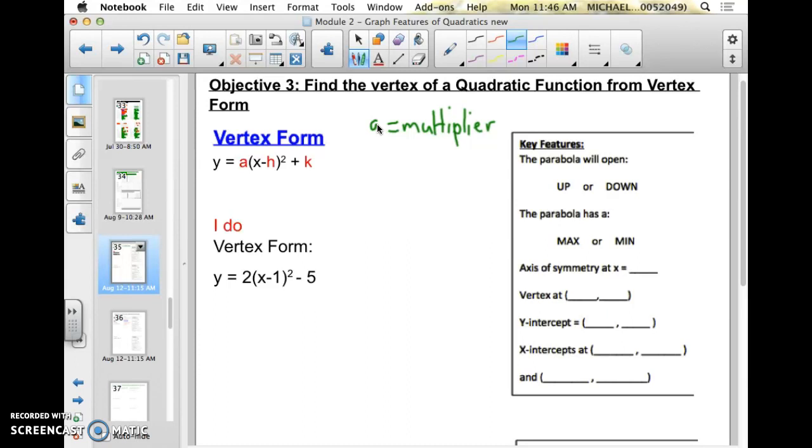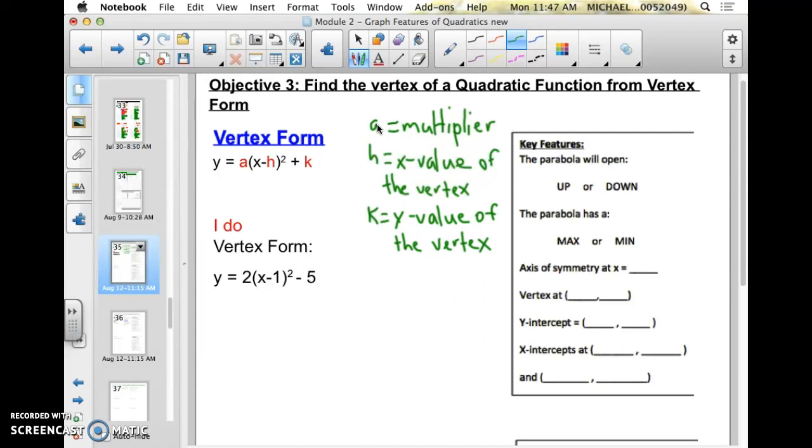The h term in this function is going to be the x value, so a very important piece of vertex form. It's the x value of the vertex. And then the k term is going to be the y value of the vertex.